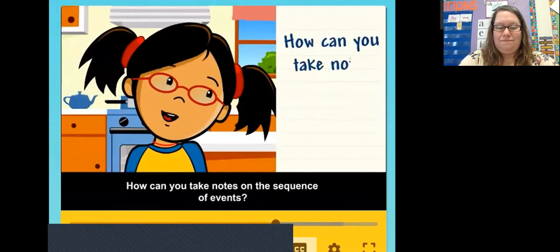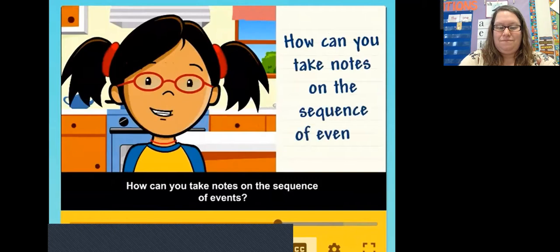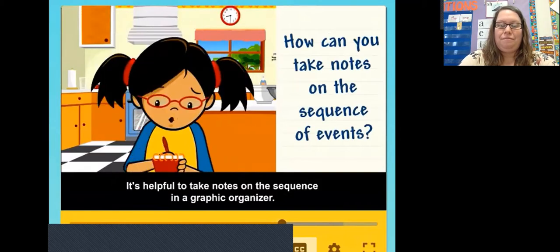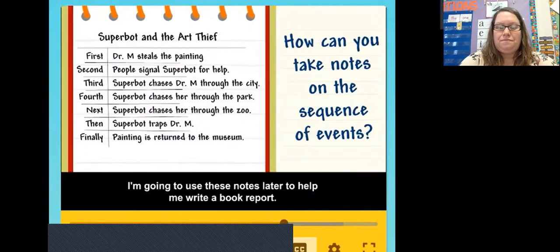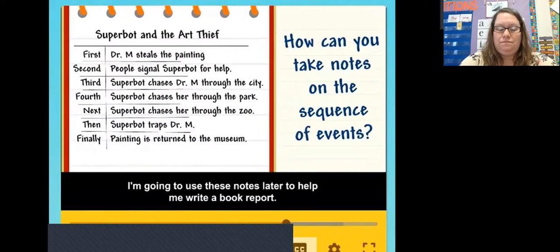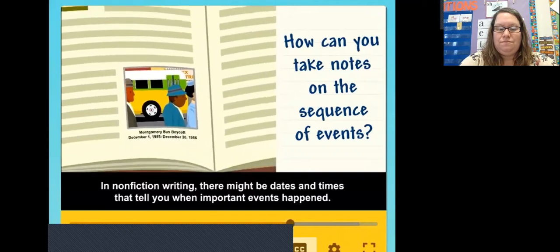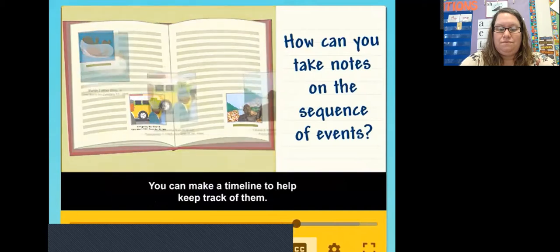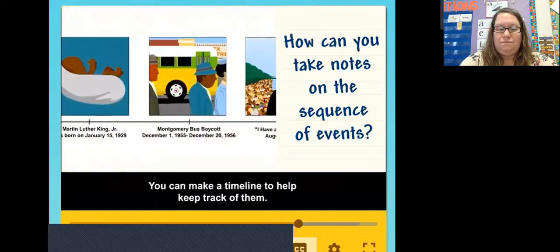How can you take notes on the sequence of events? It's helpful to take notes on the sequence in a graphic organizer. I'm going to use these notes later to help me write a book report. In nonfiction writing, there might be dates and times that tell you when important events happened. You can make a timeline to help keep track of them.